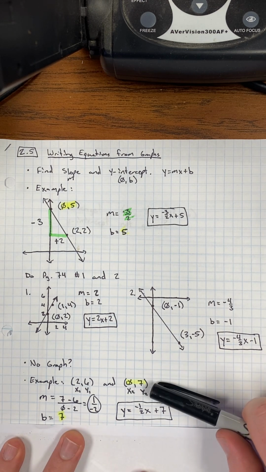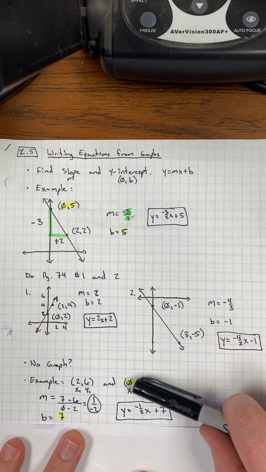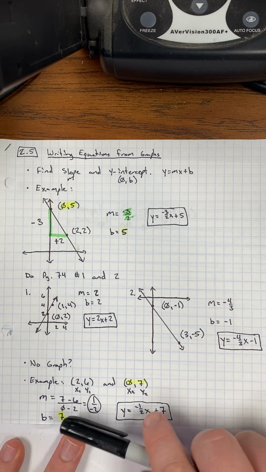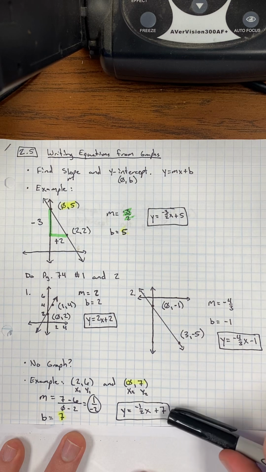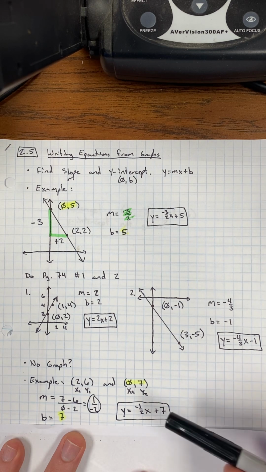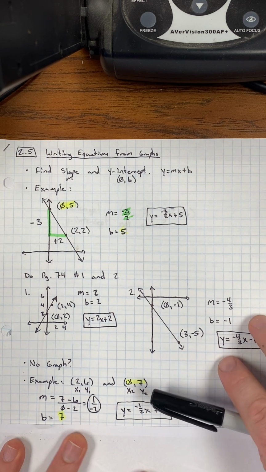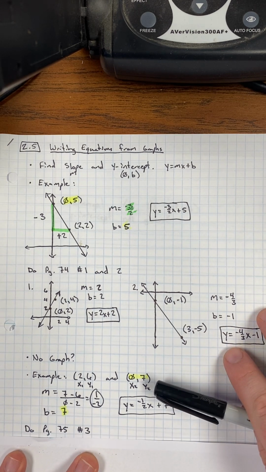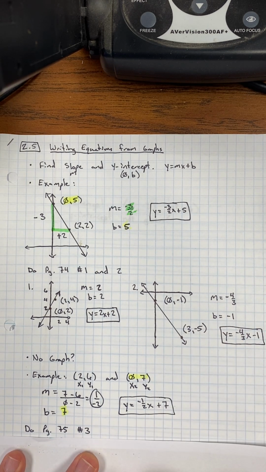And here I just identify, oh, when x equals 0, y equals 7. So my b value is 7. So altogether my answer is y equals negative 1/2 x plus 7. That's my answer for that. All right, go ahead and try this on your own. Try number 3 on page 75. So go ahead and pause.